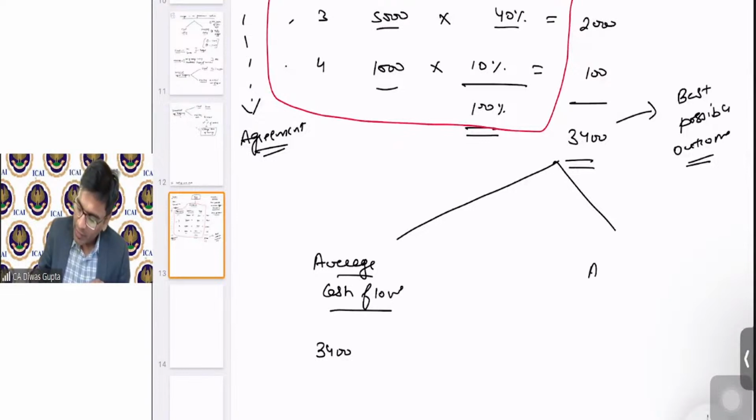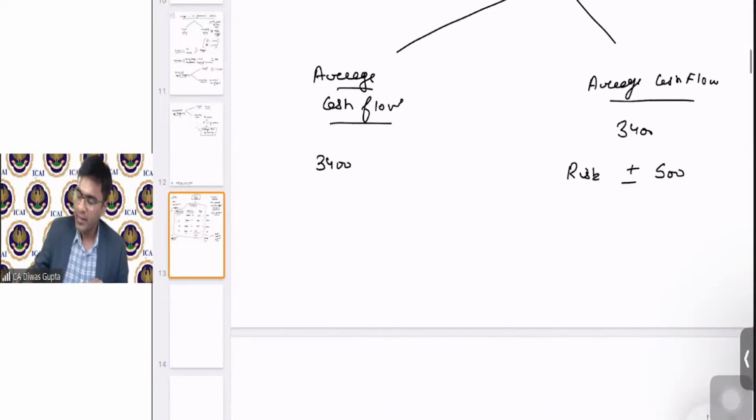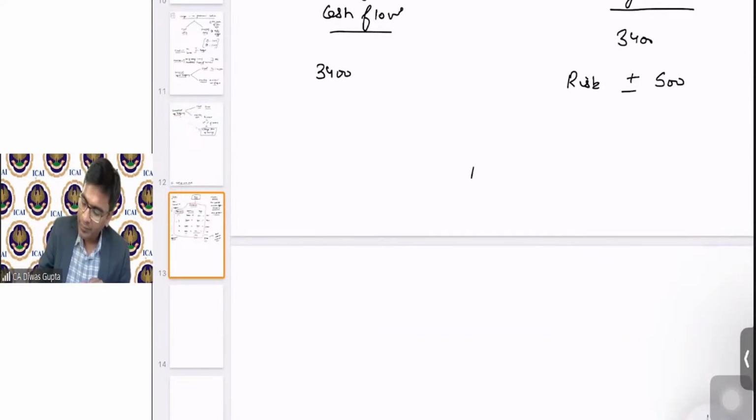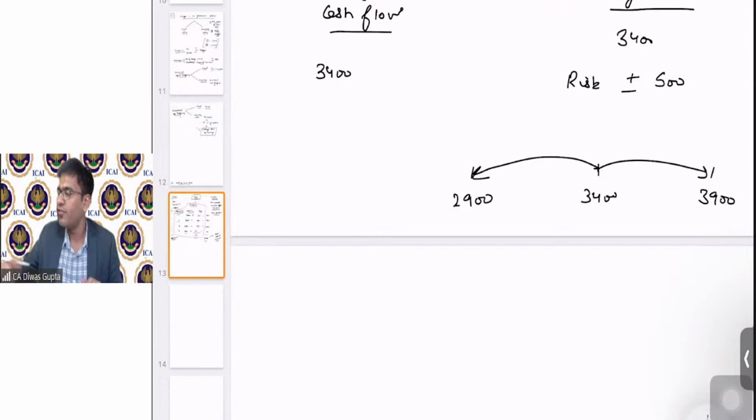Now, if I also tell you that apart from the average cash flow of 3400, there is a risk of plus minus 500. What does this mean? This means that 3400 can go down to 2900, or it can go up to 3900 also. While I'm telling you that on an average basis, you will get 3400 as your cash flow, but there is a risk that your cash flow will be lesser by 500 or it will be higher by 500. You're getting my point, students?